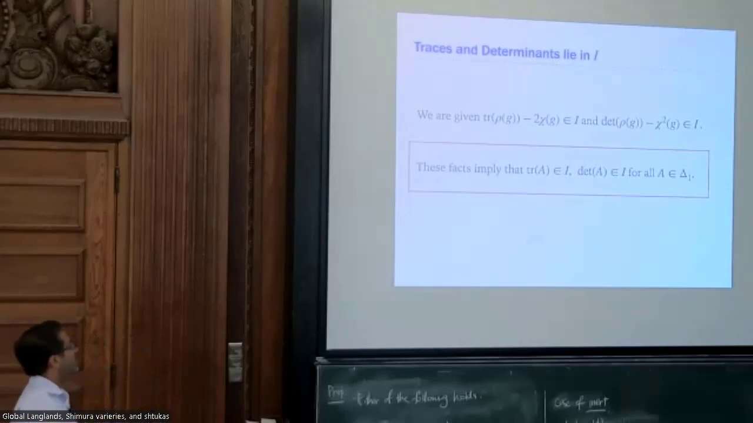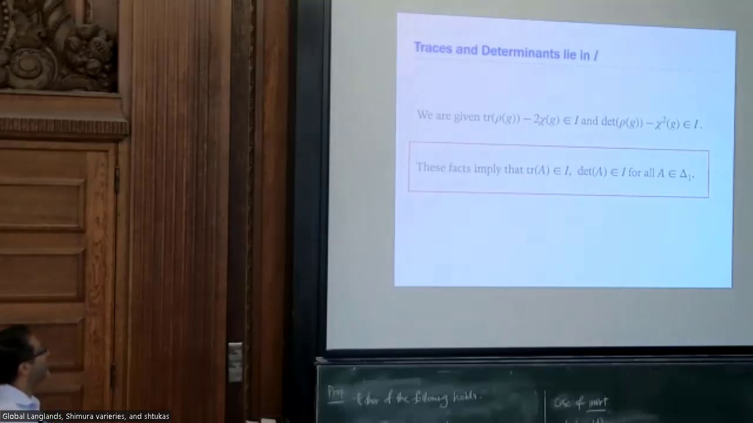It turns out, it's pretty simple to see that these facts imply that the trace and determinant of any element in delta 1 lives in I, right? Delta 1 is generated by things like rho of G minus chi of G, and this is exactly saying that the trace of rho of G minus chi of G is in I, right? And similarly for the determinant. So this is an easy thing to check, that the trace and determinant of anything in delta 1 lives in I. So that's how you're going to get elements of I.